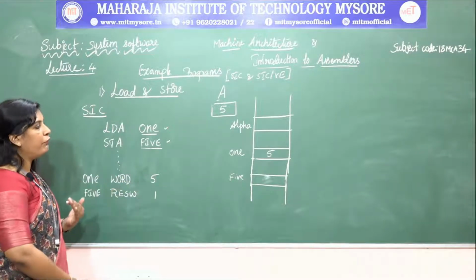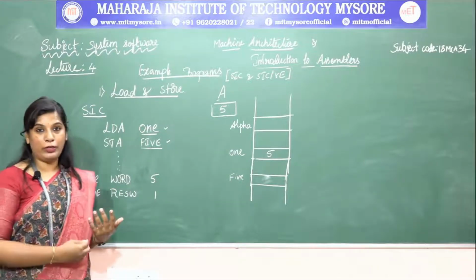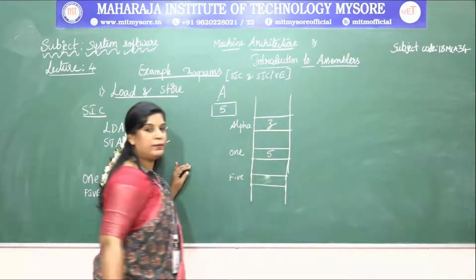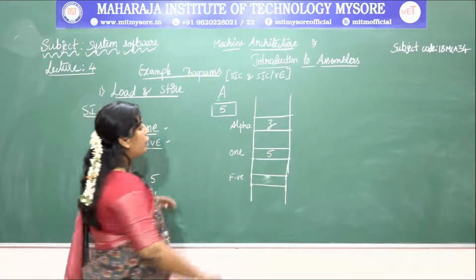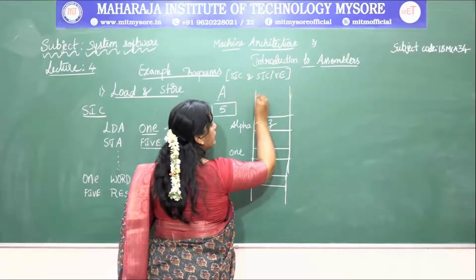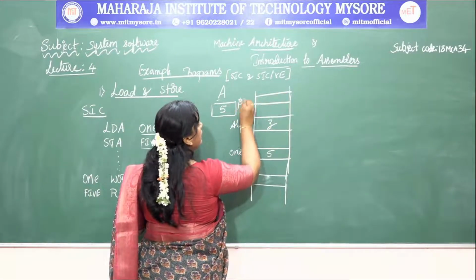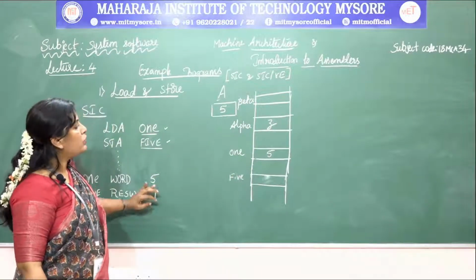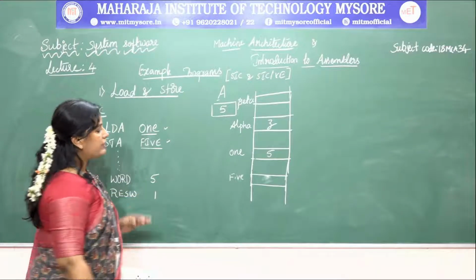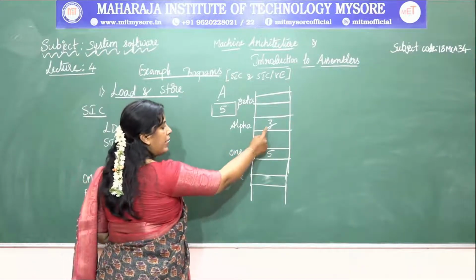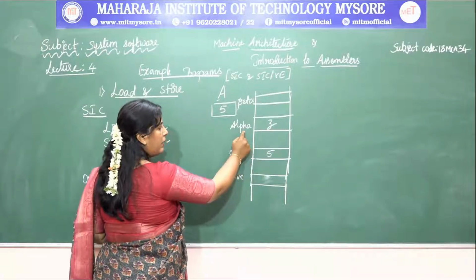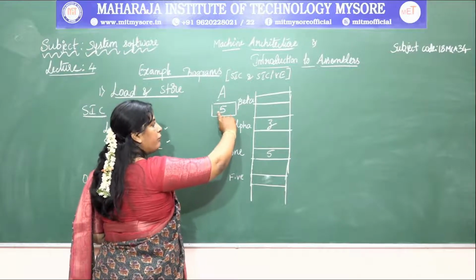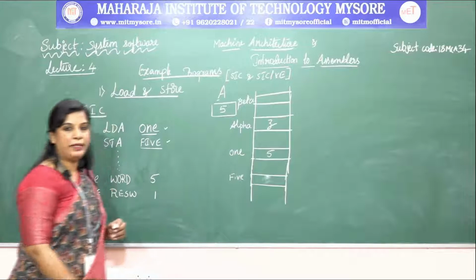So if you want to move a character from one memory location to another memory location, alpha has a character Z. I want to move this character Z to another memory location beta. So how can we write the same here? First I want to copy the character which is present in this memory variable alpha to an accumulator. Again I have to move that character from the accumulator to another memory location beta.